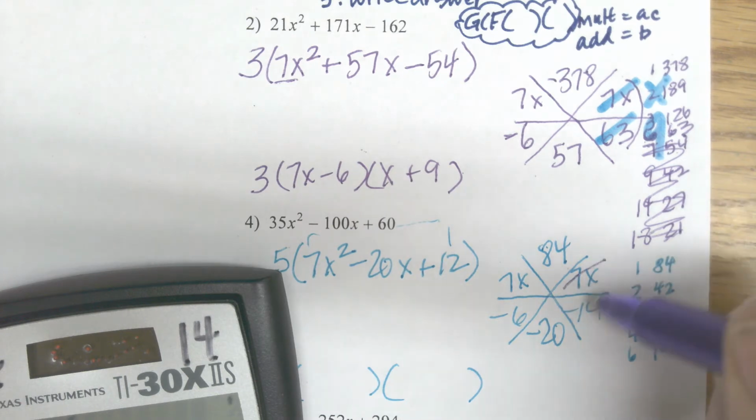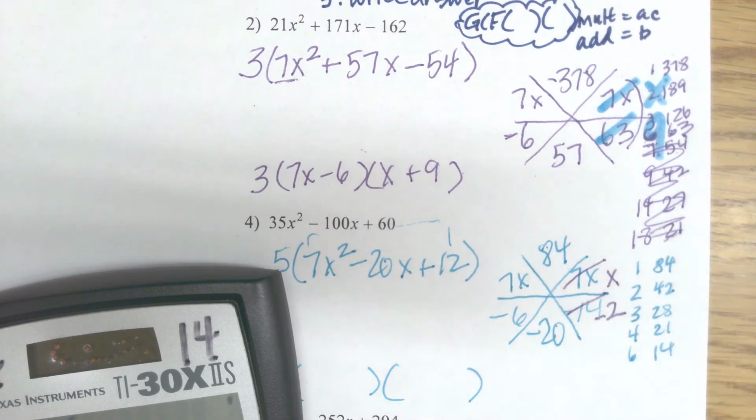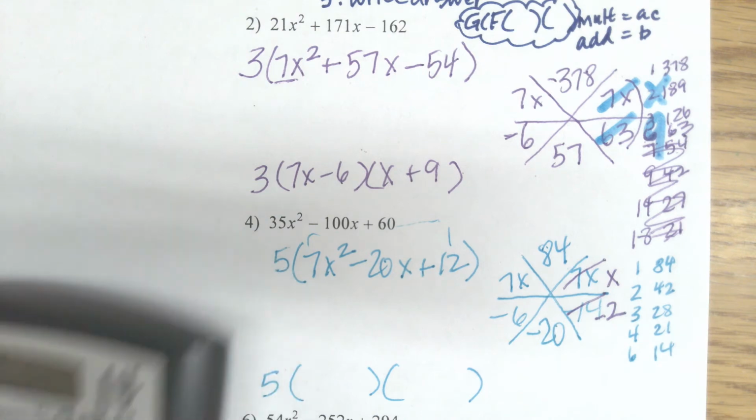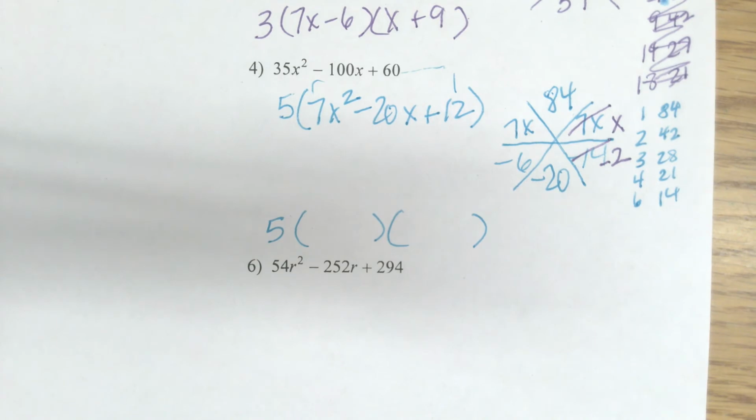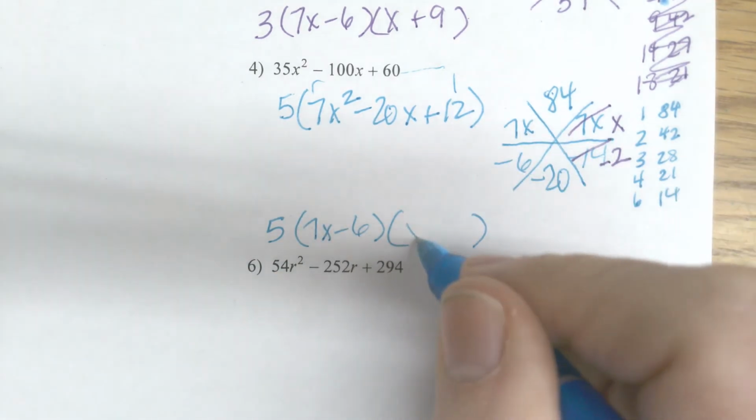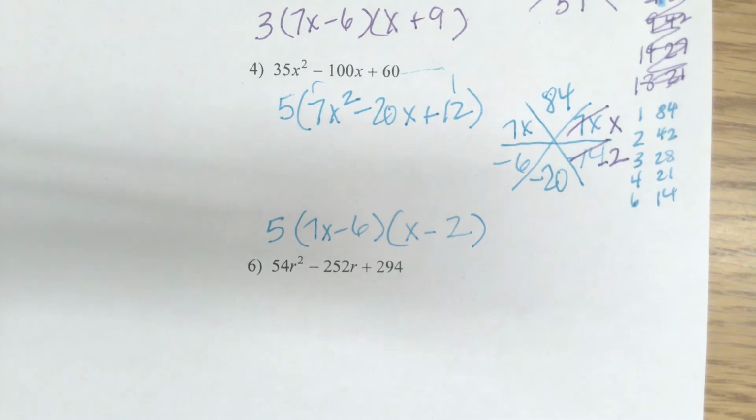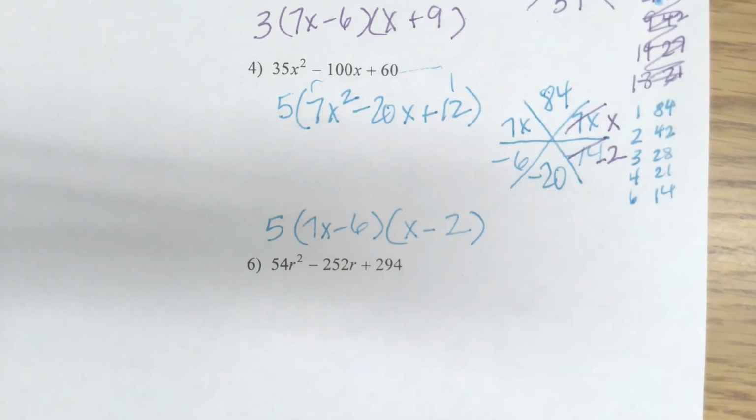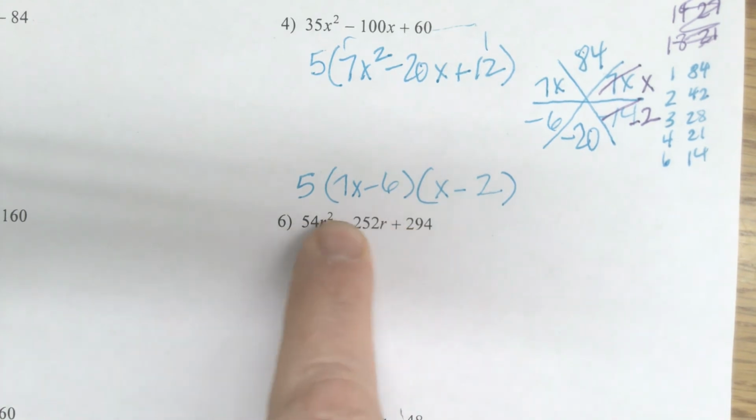Then reduce. This is x minus 2, because I can divide the top and the bottom both by 7. So when I put my final answer, it's 7x minus 6, x minus 2. The bigger the numbers, the more you're going to have to look for a greatest common factor. So you just start playing around with this.